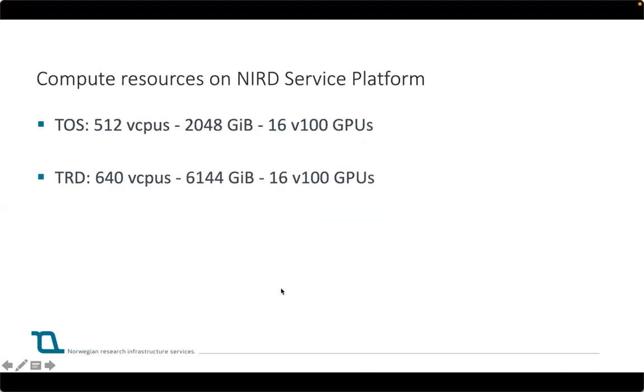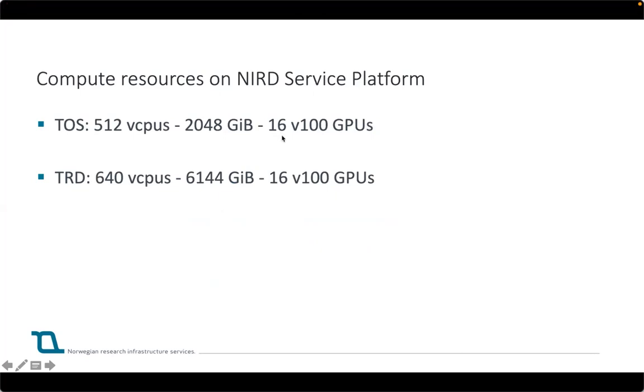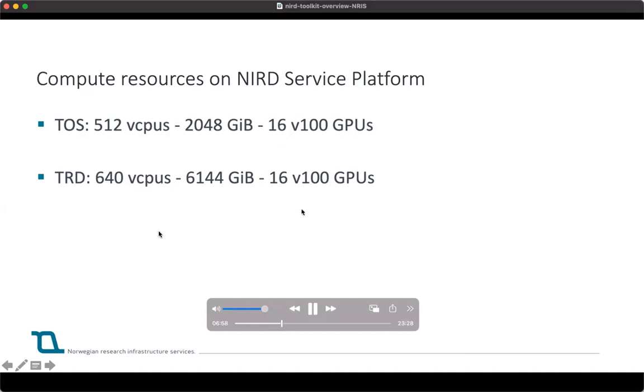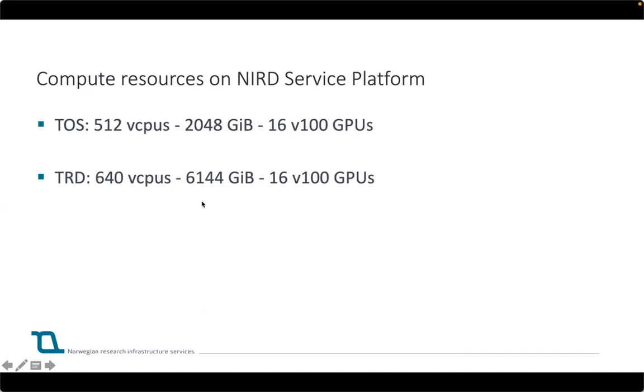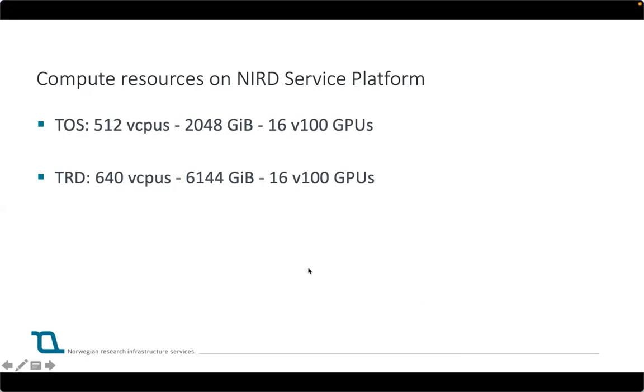So on the service platform, we have the following resources available. We have 16 NVIDIA V100 GPUs on each site. As you can see, there is more memory on the Trondheim side of the service platform, and the number of CPUs is much lower than what we have on the HPC systems. That's why it's mainly post-processing and pre-processing that is done on the service platform.